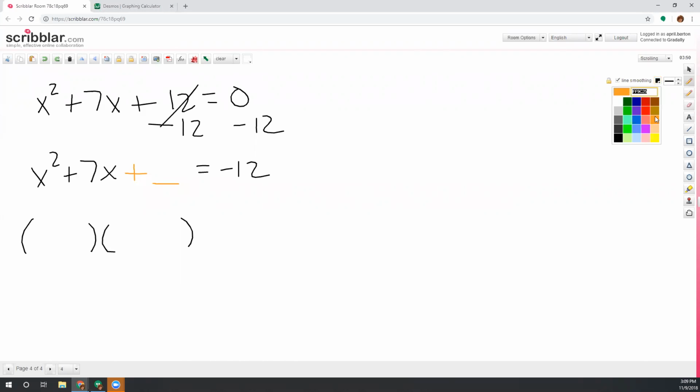Yeah, it's a weird process because you're adding in something just out of nowhere. Like most of the time you say, oh, here's this number, I need to do the opposite of it. Here we say, I have to add this in. So to figure out that specific number, you take the middle term, the 7, you divide it by 2, and then you square it.